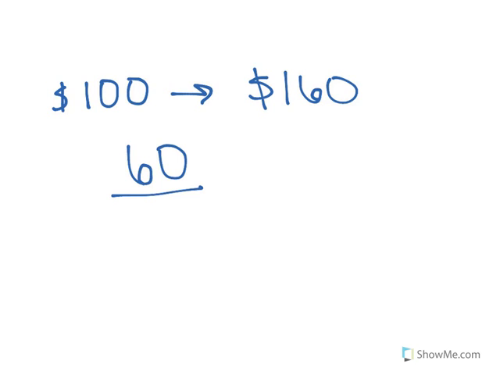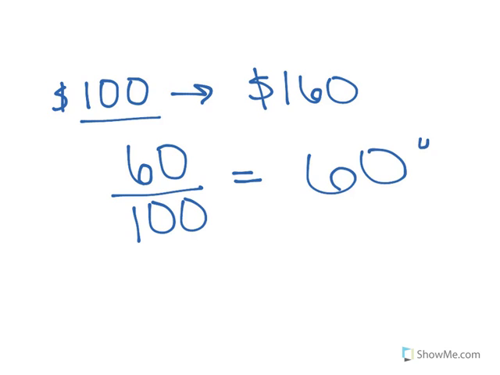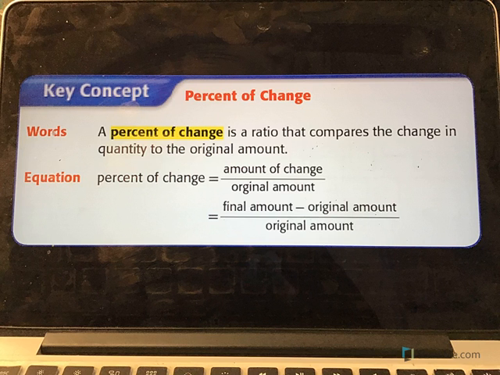Again, it doesn't matter which number is bigger or smaller. Our original amount was $100 because that's what you originally bought them for. And so it's 60 over 100. Now this percent change is kind of easy because we're trying to find the percent, but percent means out of 100, so it is 60%. It's a 60% markup. Good for you.